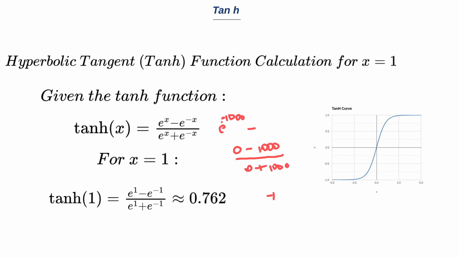But when you have a large negative number like -1000, in that case the output is going to lie close to -1. So for this particular example of +1, this is the output that you can get, but you can think about these extremes that we have. Okay, so this is about tanh.